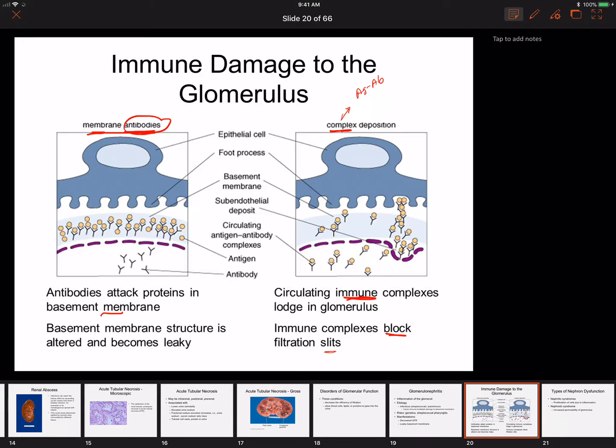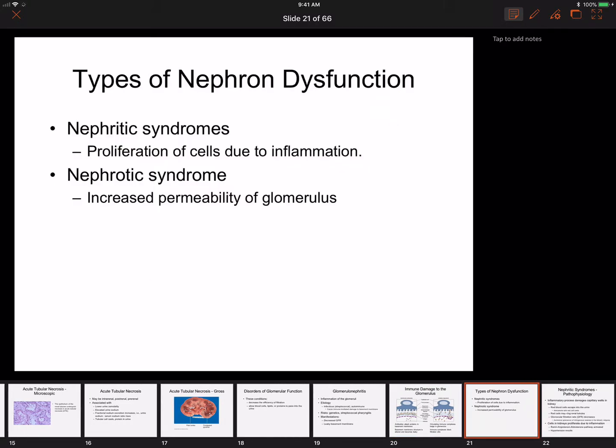Now, glomerular diseases can be divided into two types. There is the nephritic type and the nephrotic type. Nephritic type would involve basically proliferation of cells thanks to the inflammation, the ongoing inflammation, whereas nephrotic, there is increased permeability of the glomerulus.